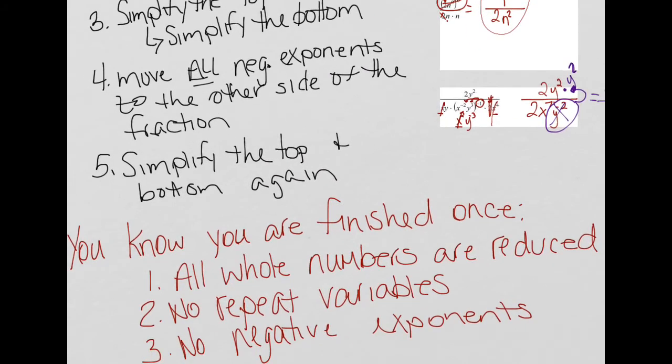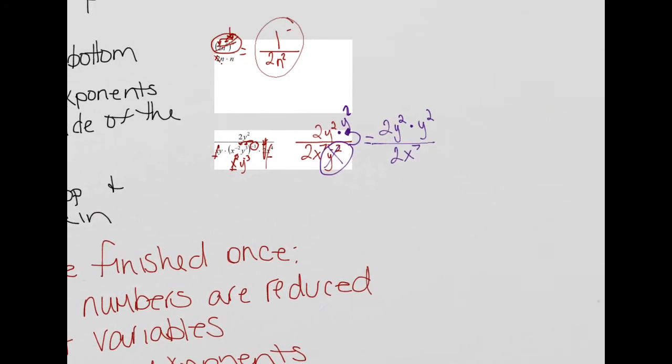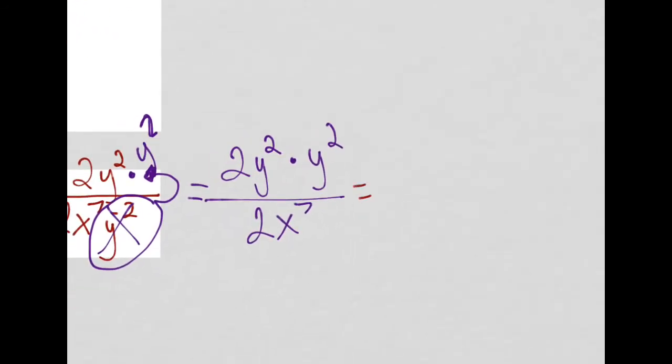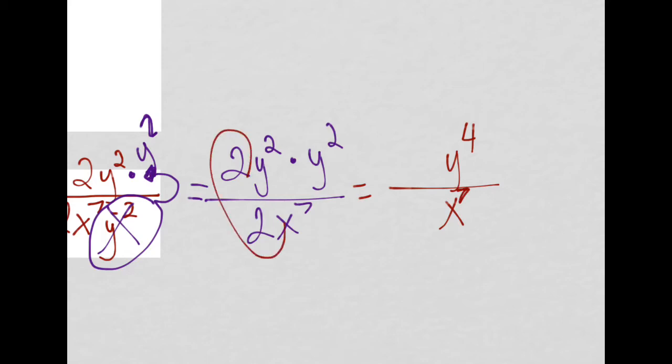What does it say next? Simplify the top and bottom again. Okay, so come back over here. Y squared and y squared, how many y's is that total? It would be y to the 4th. My x, I can't do anything down there, so I know I'm going to have x to the 7th. And then we're going to take a look at our whole numbers. What is 2 divided by 2? That's right, it's a 1. So do we write multiplication by 1? No. So our answer is y to the 4th over x to the 7th.